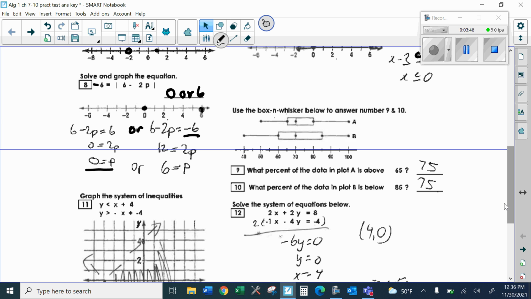All right, number 9 and 10. We're using the box and whisker to analyze the data here.